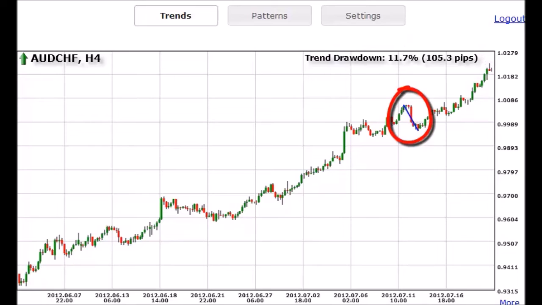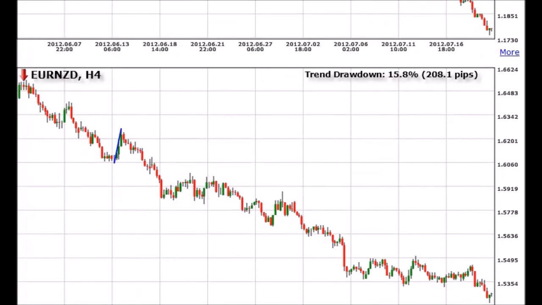This blue line is the maximum drawdown. This is how the best trend is determined. No indicators, but pure price action. You can read more about this method in the ebook you'll get right after you subscribe. In the next charts, the drawdown is a little higher.